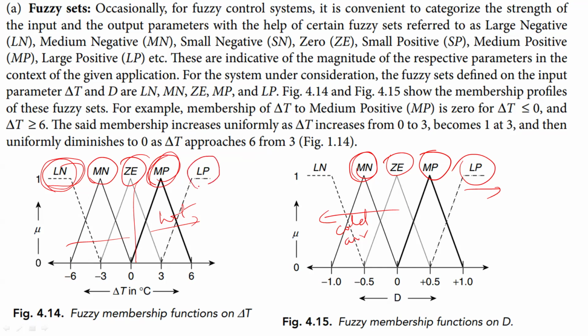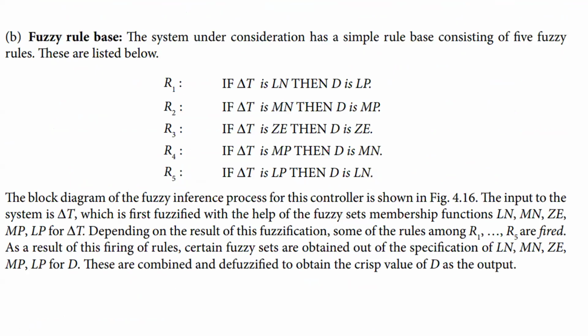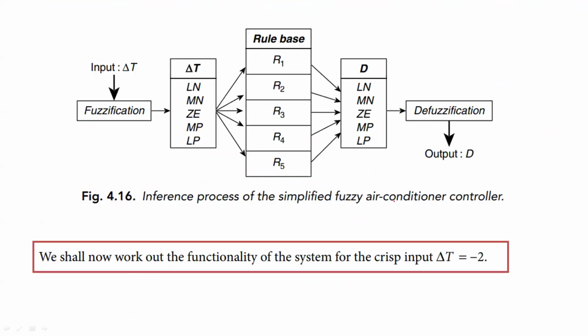Okay, when the delta T value is large positive, that is, it is very hot inside the room, then you have to move to the extreme end of the negative direction for the dial so that maximum cold air is drawn, and it should be large negative. Okay, so you can see that the graphs go in opposite directions. So the block diagram of this is shown in figure 4.16.